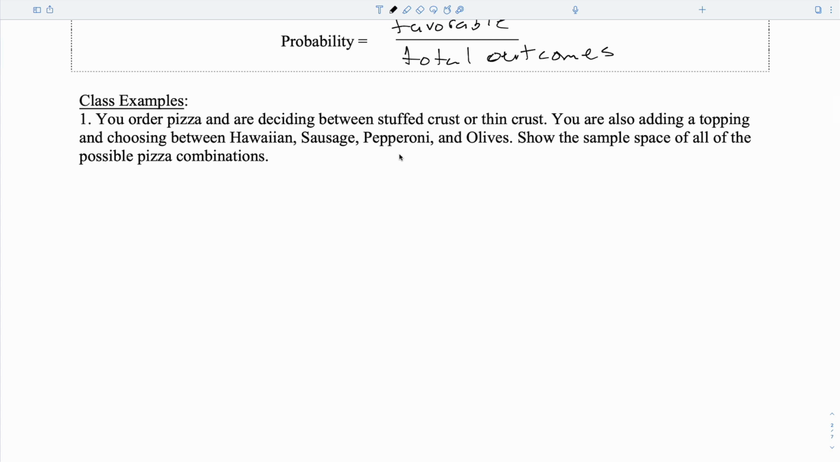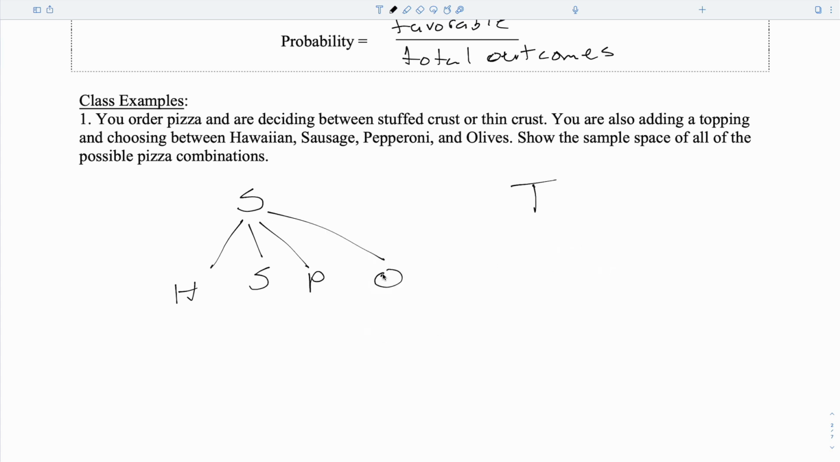Okay, so we are going to set up a tree diagram like this. Notice how this isn't just one dice that you're looking at. There's a whole bunch of things going on with this. When you go to the pizza store, you can have either stuffed crust or thin crust. Write S or T on your paper. S stands for stuffed, T is thin. When you order stuffed crust, you can have either Hawaiian, sausage, pepperoni, or olive pizza.